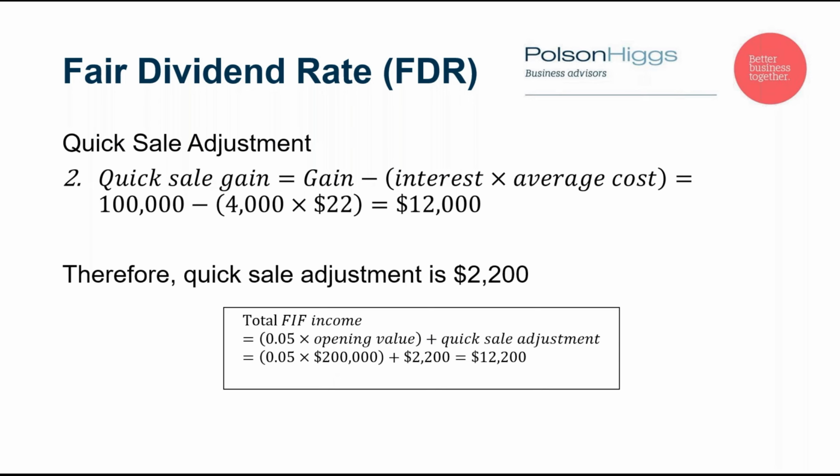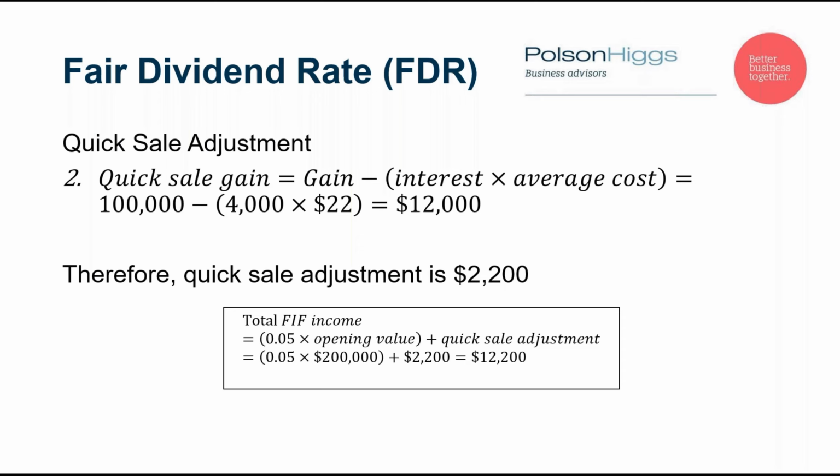What about my quick sale adjustment? Well, my quick sale adjustment was my gain. Again, going back to that slide, I sold my shares for $100,000. How many shares did I sell? 4,000. We already calculated my average cost at $22. Therefore, my quick sale gain is $12,000. $100,000 less 4,000 times 22. So we've got $12,000 for a quick sale adjustment.